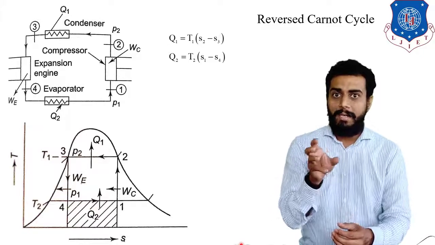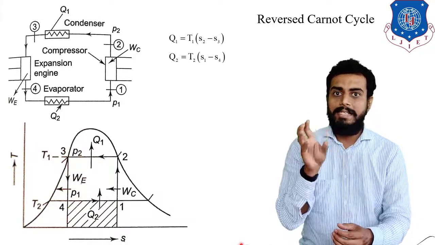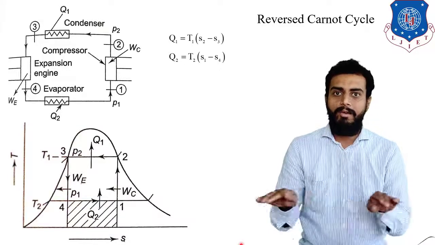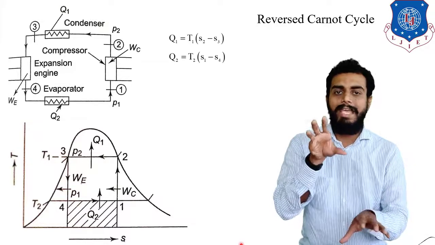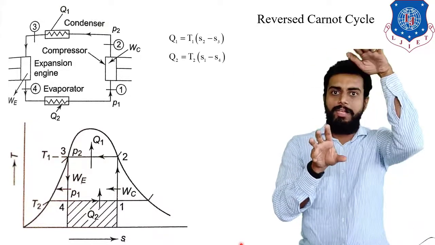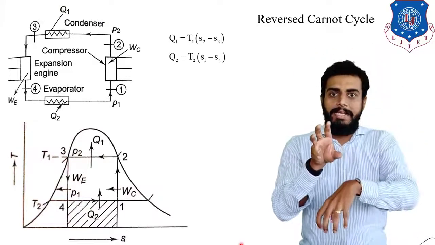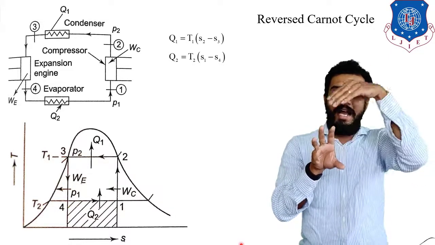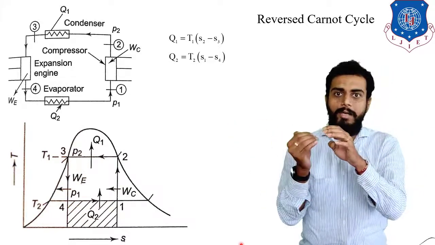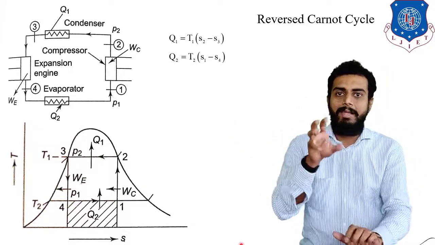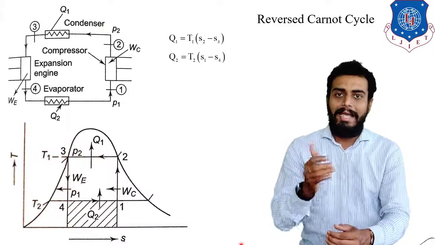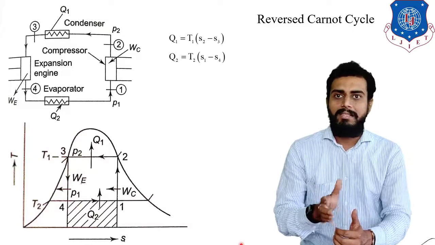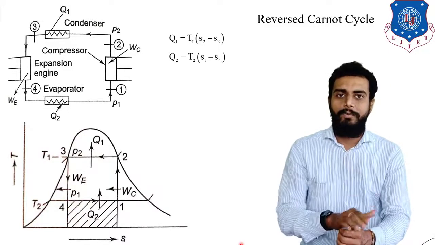The net work done can be written with the help of the energy in equals energy out concept. You remember the block diagram, wherein we have the low temperature reservoir, at the center the heat pump or refrigerator, and at the top the high temperature reservoir. Heat is extracted from the low temperature reservoir by the heat pump or refrigerator and transferred to the high temperature reservoir with some work input. So according to that diagram, the net work done W net is Q1 minus Q2, which is equivalent to T1 minus T2 into S1 minus S4.